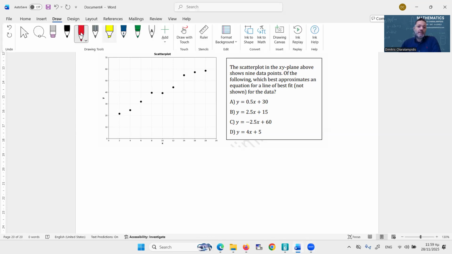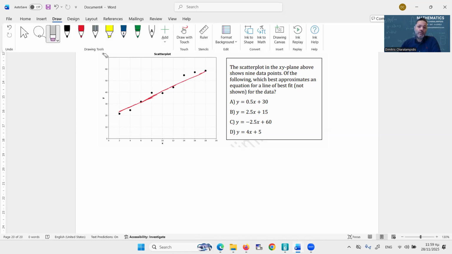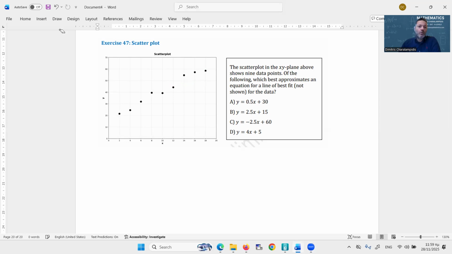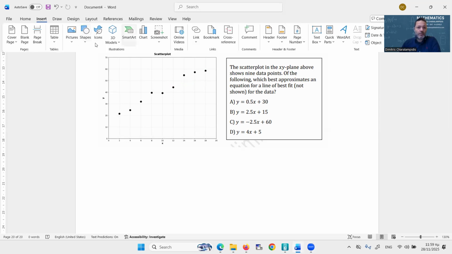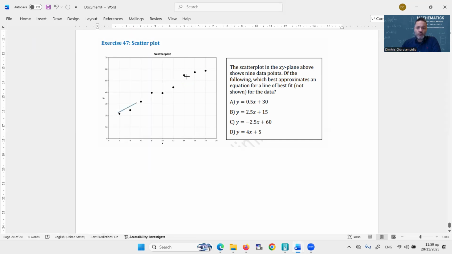In these cases, I can just draw on my own a line that would look like a best fit. Let me draw that in a better way. Or, since we're working with Word, let me use this one. So, this could have been the line of best fit, or even that. That's even better.